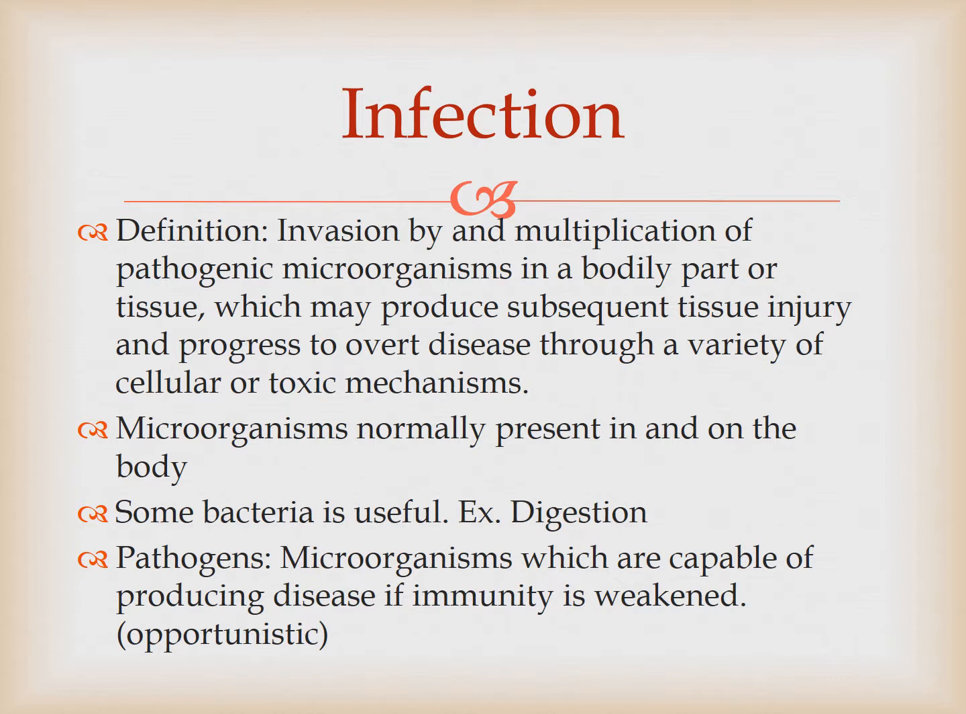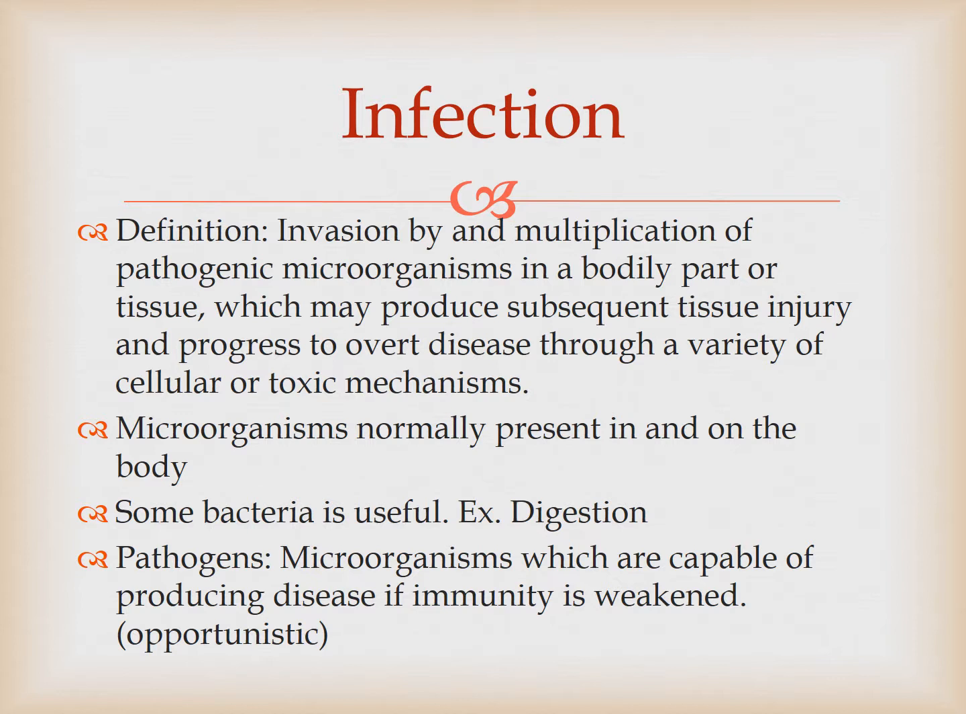Microorganisms are normally present in many areas of the body. There are over 300 different species of bacteria which live in the intestine. Bacteria and fungi live on the skin. The mouth and pharynx contain many species of bacteria, and the vagina contains acid-producing bacteria.